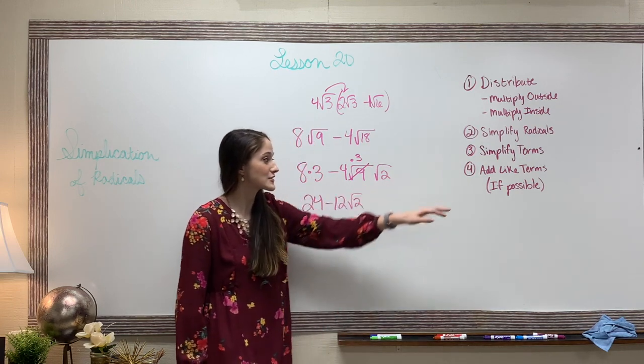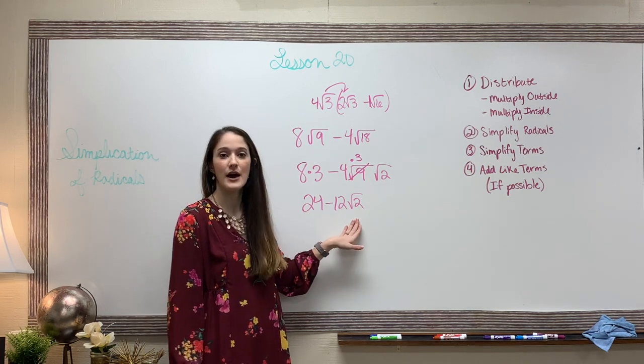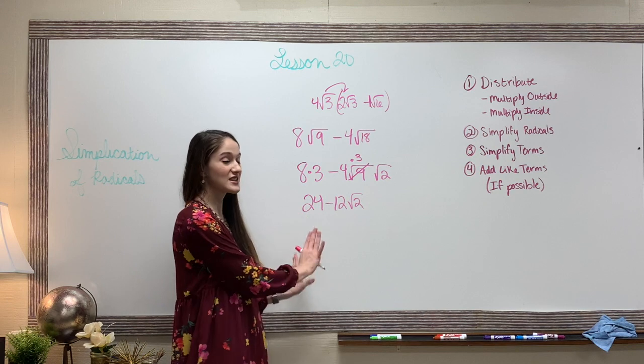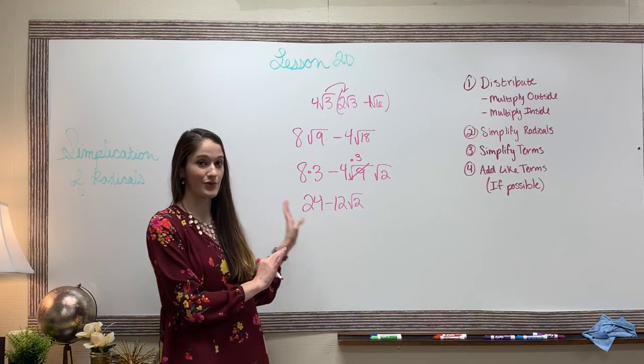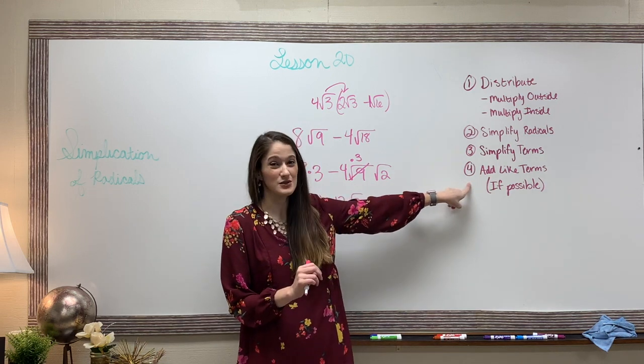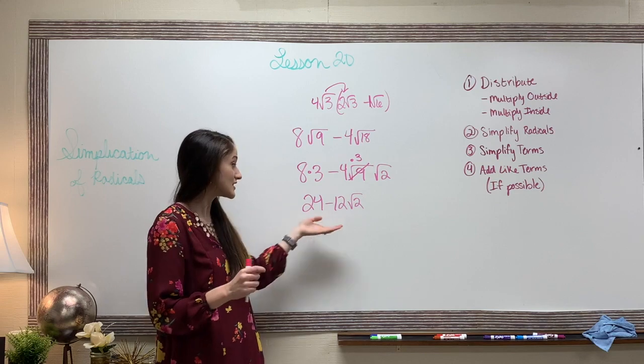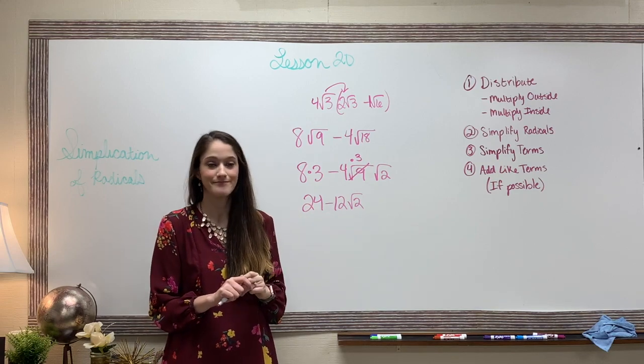Step 4, add like terms if possible. And I have a normal number and I have a radical. So I don't have like terms. This is as far as we can go. This is simplified. And we will have quite a few problems where we don't get to do step 4. There are no like terms, but you still have to check just in case. So this is it. We have finished the problem.